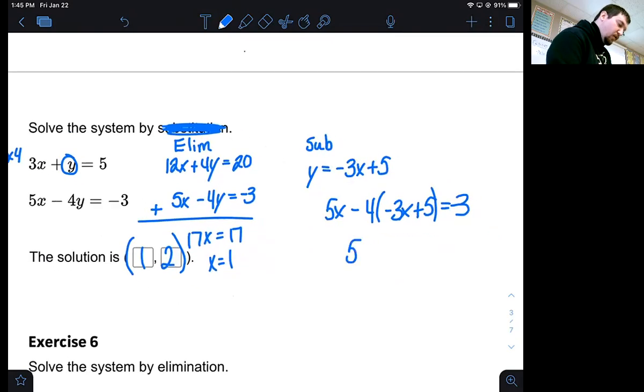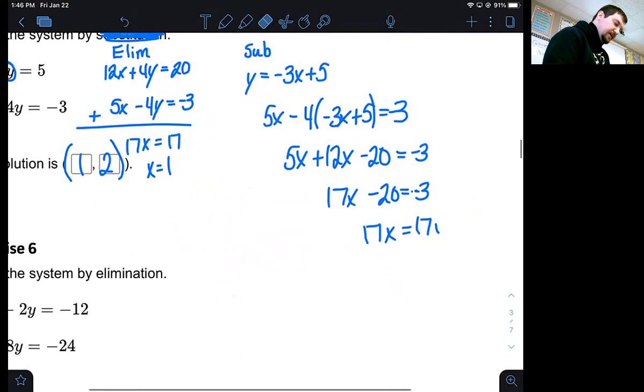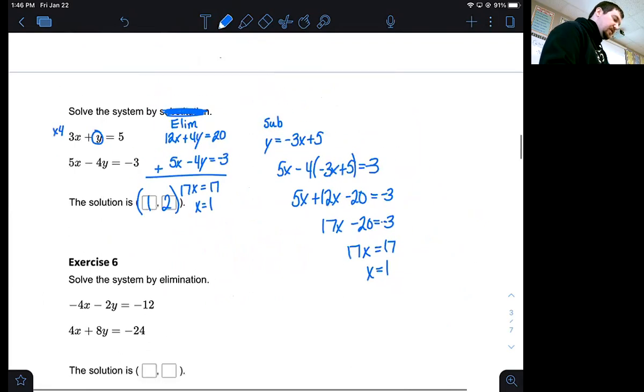Distribute the negative 4 to get 12x. Distribute the negative 4 again to get negative 20. Combine your x's. Move the 20 over to the other side. Oh, why did I put an x over there? And then you also get that answer. So yeah, I think elimination probably saves you a little bit of time here, depending on what route you want to go with.